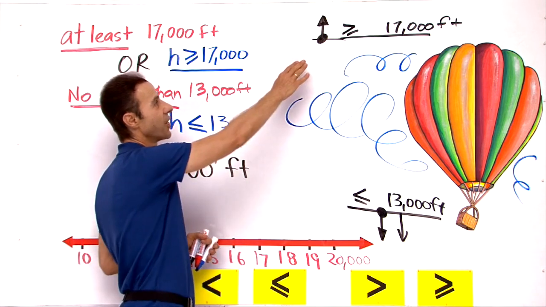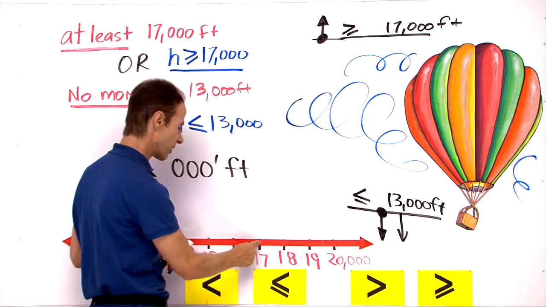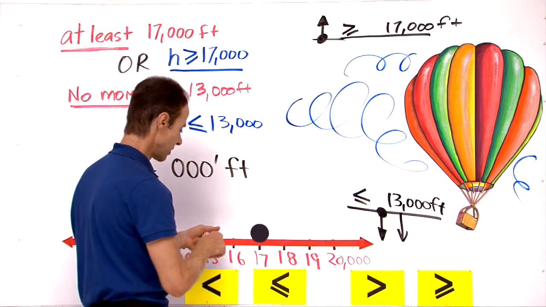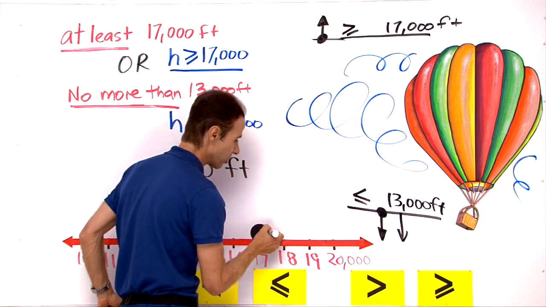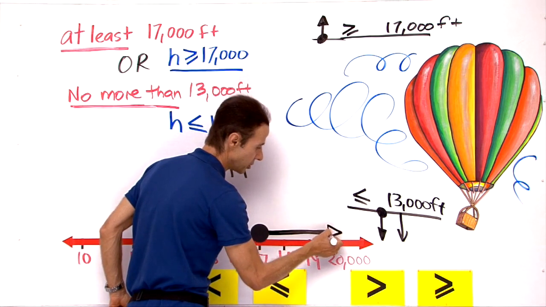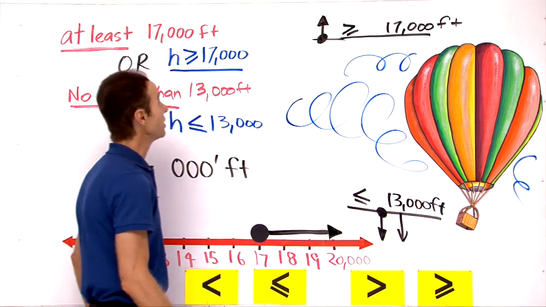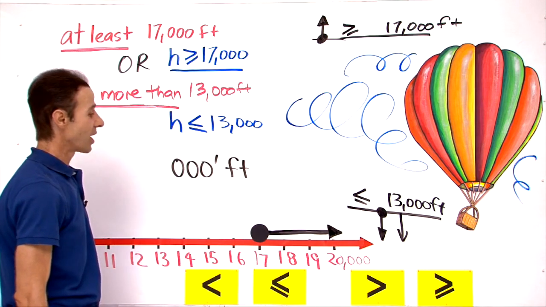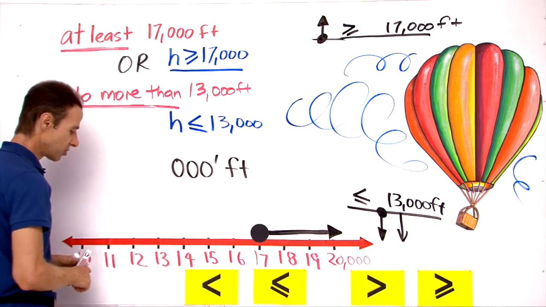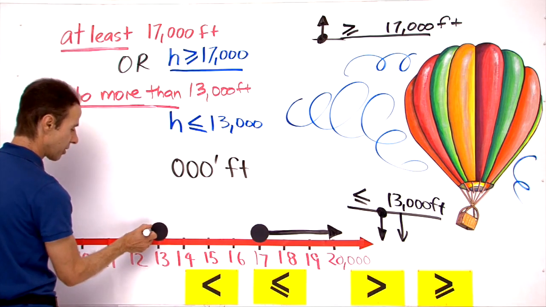So let's mark up and graph this now. So we have 17,000 feet and greater than. So greater than or equal to 17,000 feet, that would be right there. Now that's a solid circle, so let's put a solid circle there. 17,000 feet, and it's going to the right, greater than or equal to. So one of the choices he has is to go up to at least 17,000 feet. So right there or above that. Or the other alternative is to go to 13,000 feet and below that.